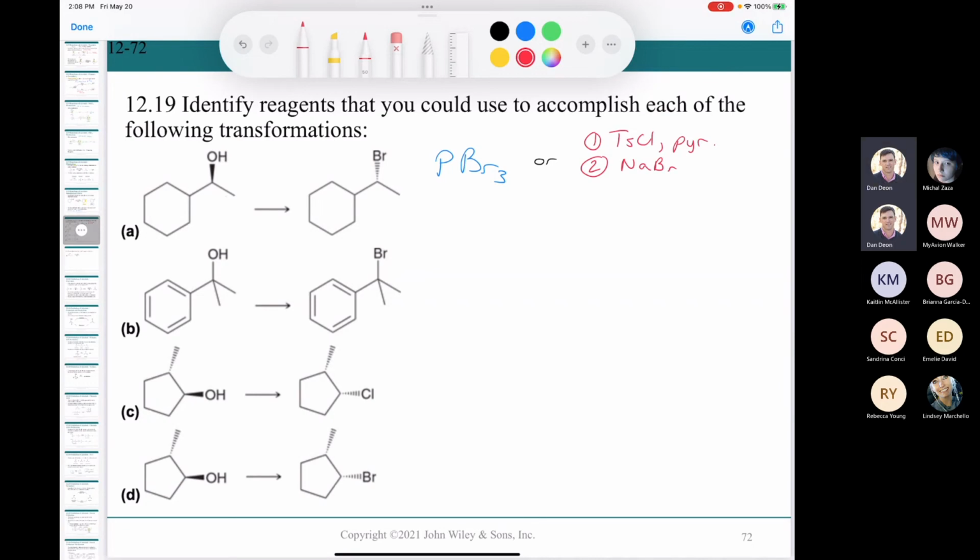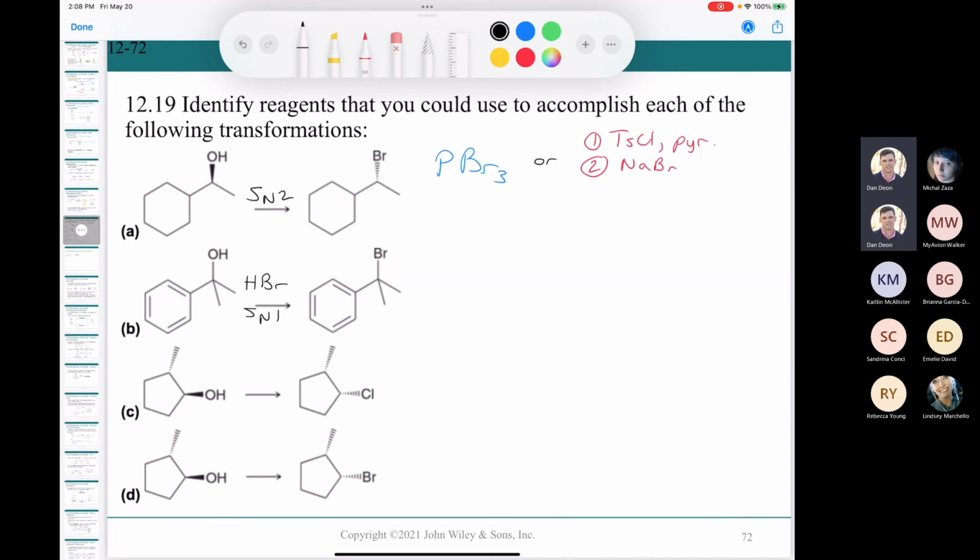The next one, we want to take a tertiary alcohol and convert it into a tertiary alkyl halide. Well, I think the best way to do that would be with just plain old HBr. That's a reaction that we learned in Organic Chemistry 1, and this is an SN1 mechanism. Back here, this was an SN2 for either of these.